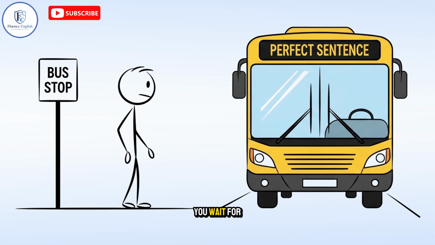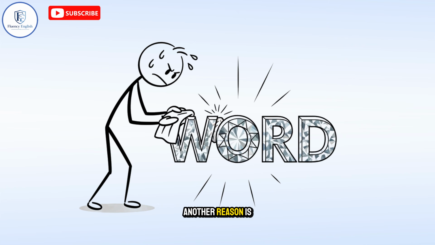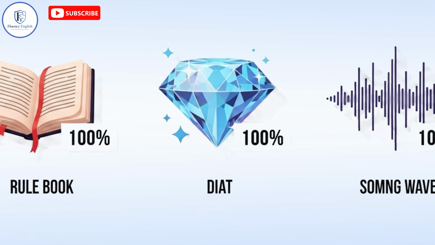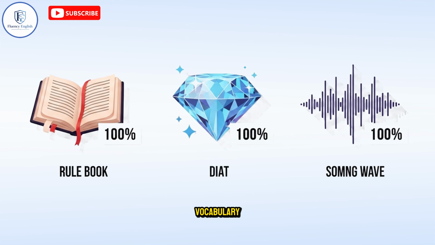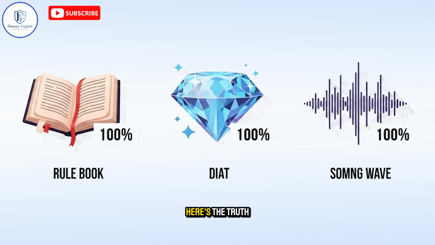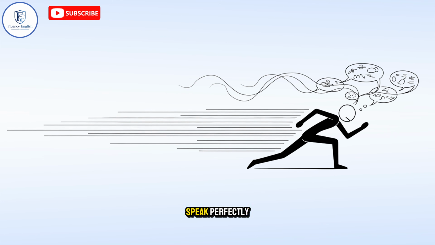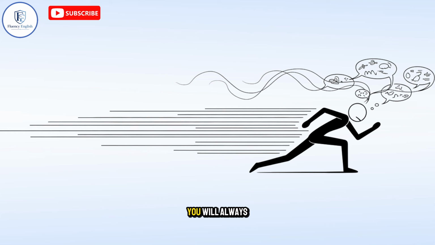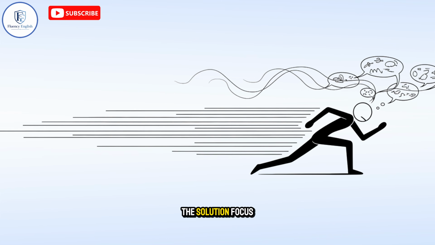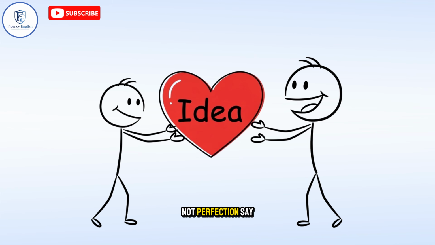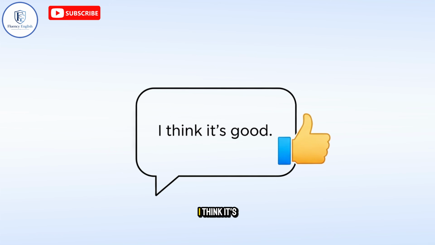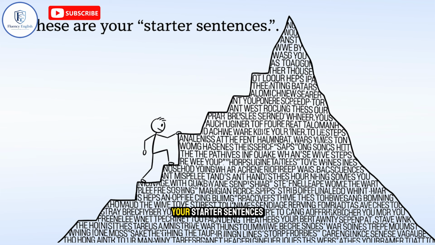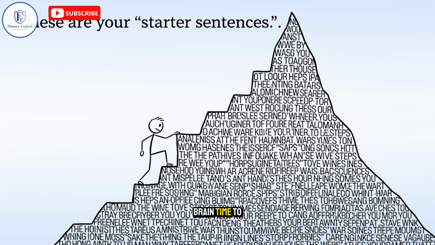Reason number 2, you wait for perfect sentences. Another reason is perfectionism. You don't speak because you're waiting for the perfect sentence. Perfect grammar. Perfect vocabulary. Perfect pronunciation. But here's the truth. Fluent speakers don't speak perfectly. They speak quickly and naturally. If you try to be perfect, you will always be slow. The solution? Focus on communication, not perfection. Say something simple like, I think it's good. I don't know much, but in my opinion. These are your starter sentences. They give your brain time to continue.